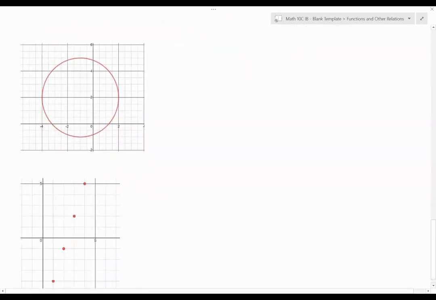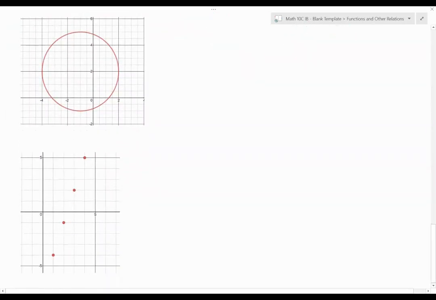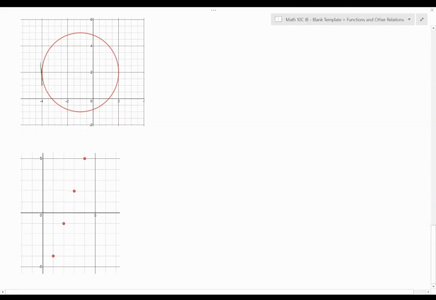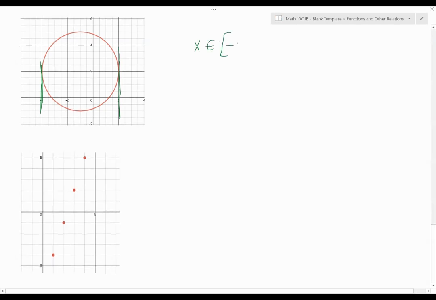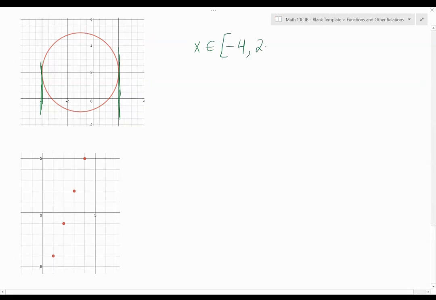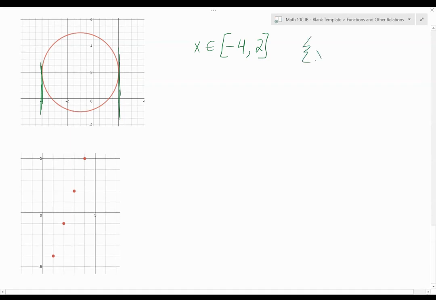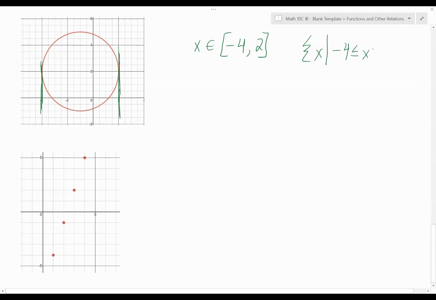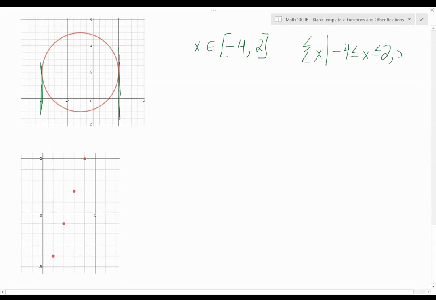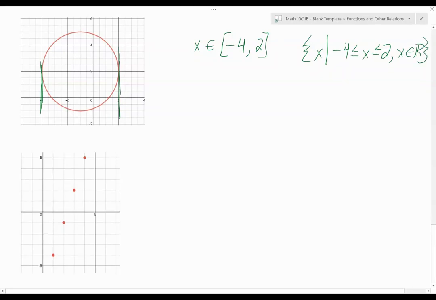This circle, however, is bounded. It does not go off to infinity. For x, it only exists between negative 4 and 2. So in interval notation, I would write this as negative 4 to 2. As set notation, I would write it this way. X is an element of the reals such that negative 4 is less than or equal to x is less than or equal to 2. So this is a case where interval notation is actually the better notation.